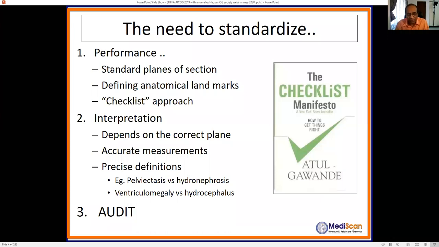The interpretation depends on the correct plane, accurate measurements, and very precise definitions. What is pelvic stasis versus hydronephrosis? What is ventriculomegaly versus hydrocephalus? And also the ability to audit our images and go back and say, yes, I did perform this in the right way, but the anomaly was not present at the time I did the scan. It has evolved over a period of time.